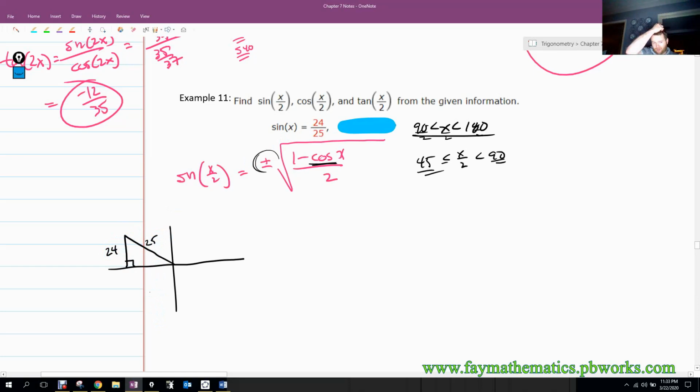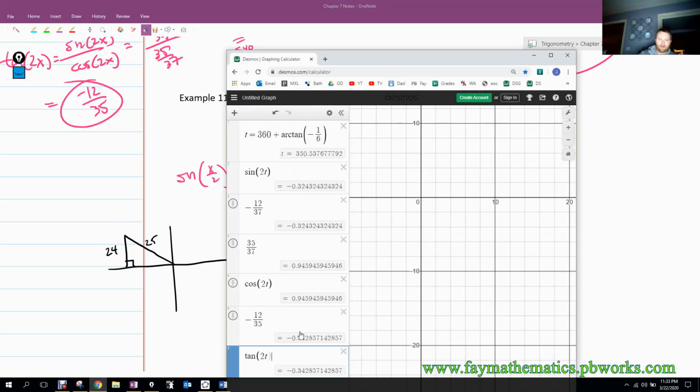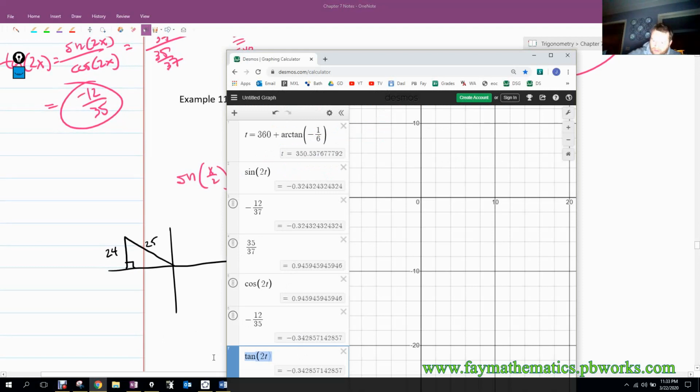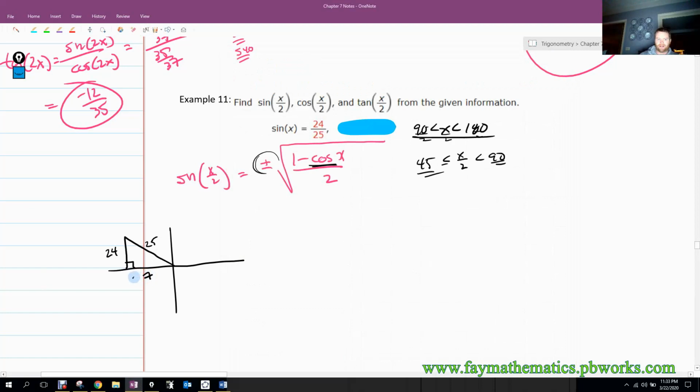That's a Pythagorean triple. If you take 25 squared, so 625, minus 24 squared, which is 576, you get 49, and that is 7. So this is 7. The only thing we have to pay attention to is that it's in the second quadrant, so it's a negative 7. Remember, that's x, then. That gives us that angle.